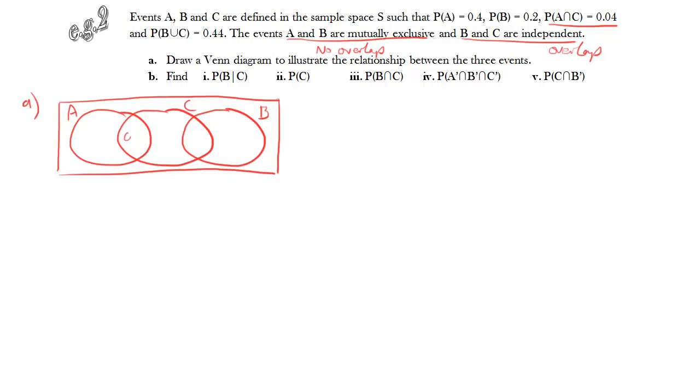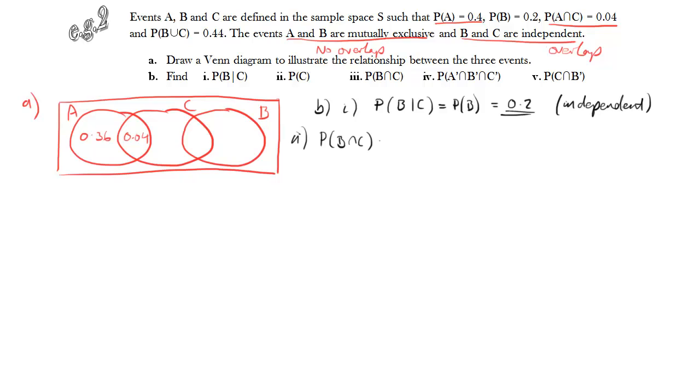Now, the first fact we're given is A intersection C is 0.04. Stick it straight in the diagram. Brilliant. The second fact, probability of A equals 0.4, with a little subtraction, we get that that bit there is 0.36. That's all we can do for now. Now, part B, the probability of B given C, well, they're independent, so this is just equal to the probability of B.